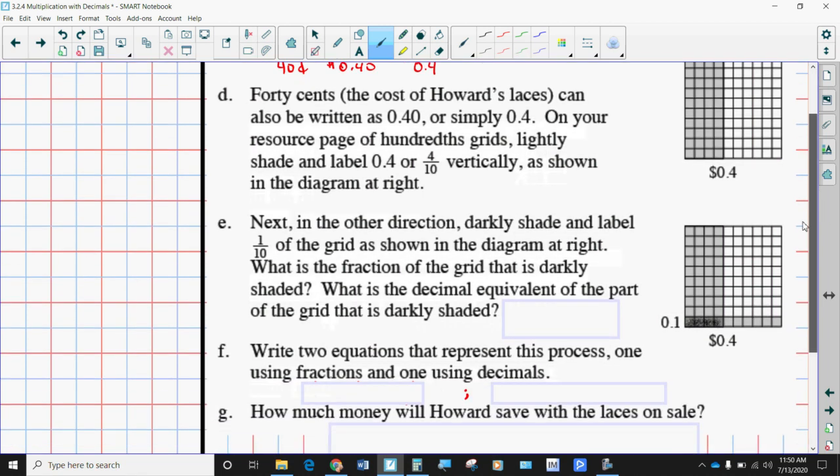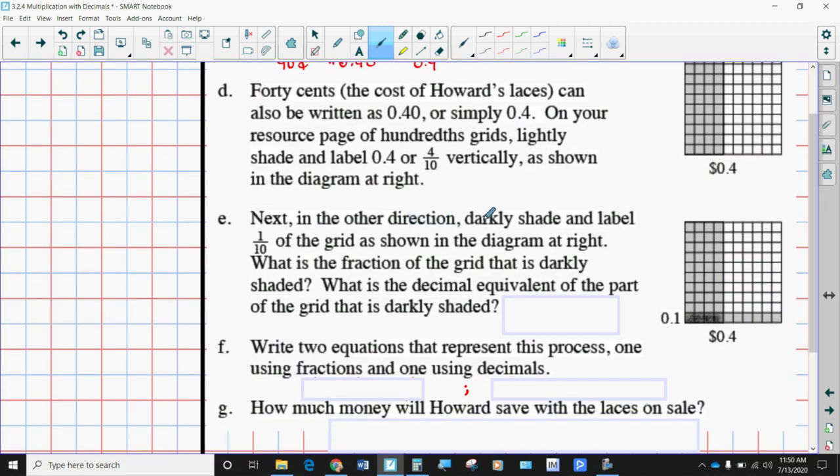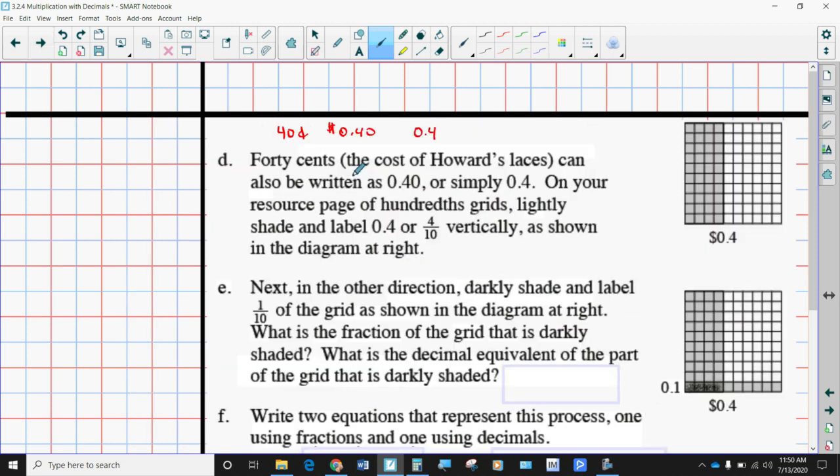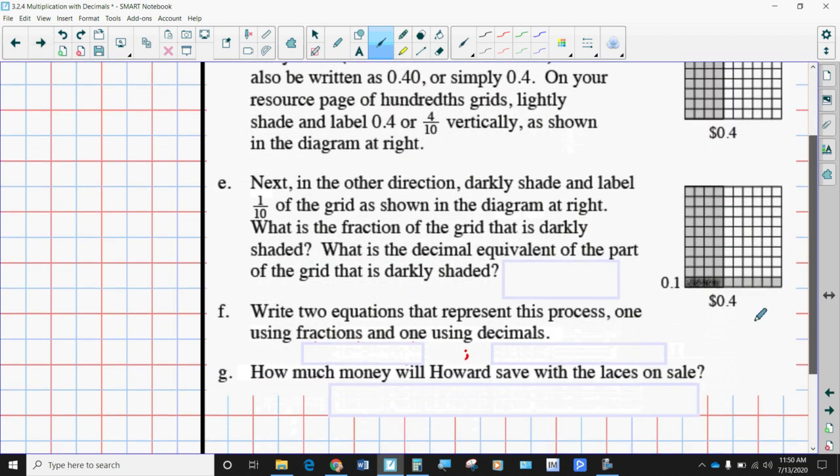Next, let's factor in the discount. Darkly shade and label 1/10 of the grid as shown here. So you're going to shade 1/10 in this direction, which represents the amount that the discount was going to be, right? All items, it said, were 1/10 off. Okay, so 10%, 1/10 off. So shade in this direction. And now what decimal equivalent of this part has been double shaded or is more darkly shaded? That's going to represent the amount of the discount.